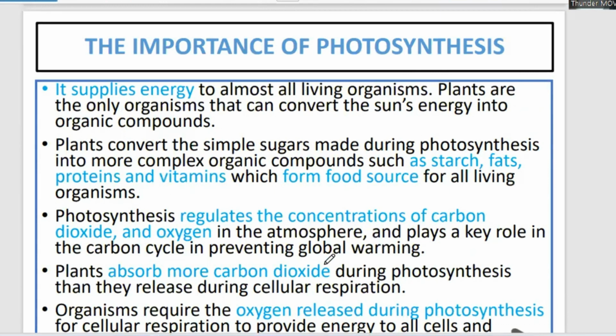But don't forget, food for thought: what are some of the importance of photosynthesis? See you then in the next one.